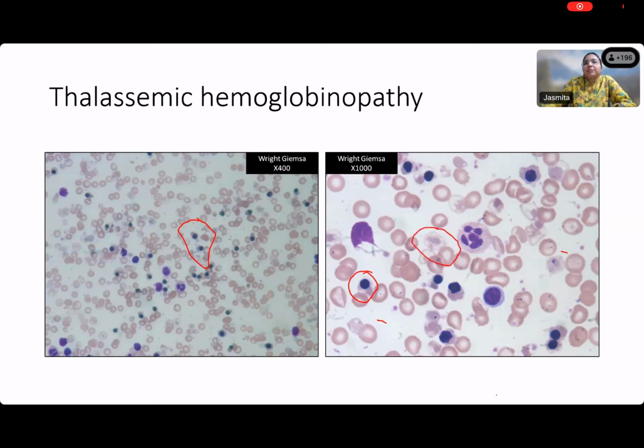So what do you think this is? I see a lot of people are joining the meeting, but I don't see answers for this question. Let me point it out here. Any guesses on what these cells are? What this one is in particular? No answers yet. Target cells. Target cells. Yeah.